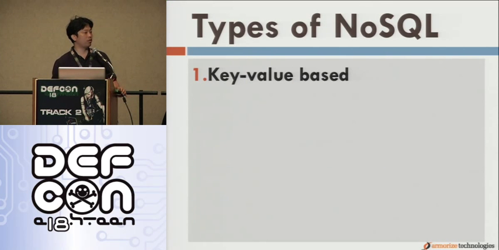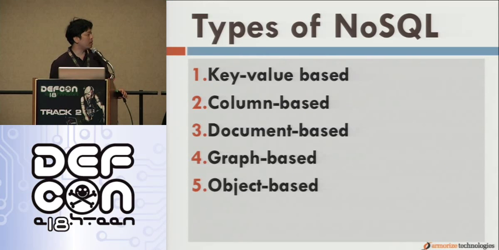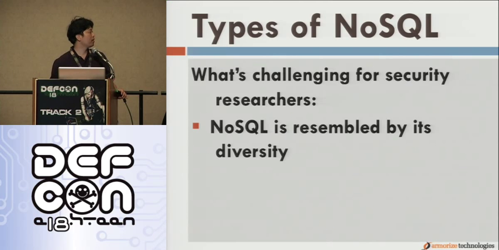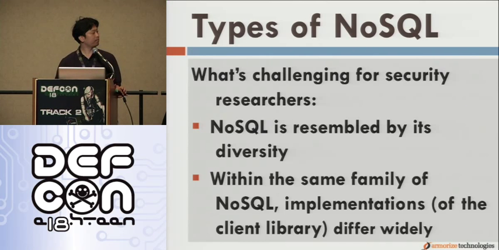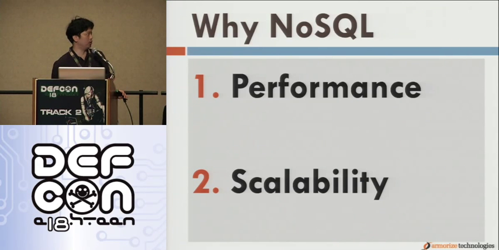So types of NoSQL: there are a lot of families. Key-value-based databases, column-based databases, document-based databases, graph-based databases, object-based databases, etc. What's challenging for security researchers today is that NoSQL is characterized by its diversity. There are a lot of families, and within the same family of NoSQL, implementations differ widely. That presents a very big challenge as we see it. So why do people need to use NoSQL technology? Mostly for two very important reasons: performance and scalability.